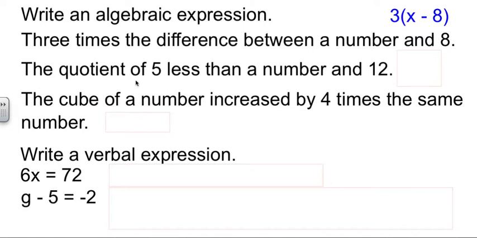The quotient, that tells me I'm doing some division of 2 things: 5 less than a number and 12. 5 less than a number is some number, take away 5. Go 5 less than that number. And this time I used n because it really doesn't matter which variable we pick. 5 less than a number and 12, the quotient between those.